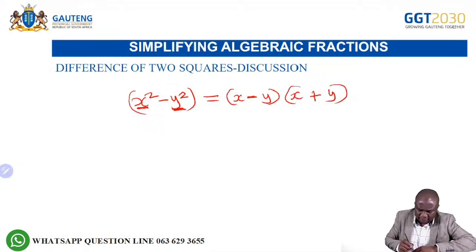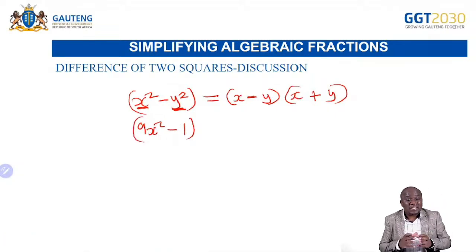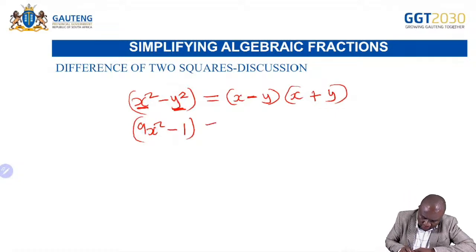Let me just put a number very fast: 9x squared minus 1. Sometimes some people forget that 1 is a square number. 1 is a square number, and 1 is a cube number. And then we have our two brackets, minus, plus.